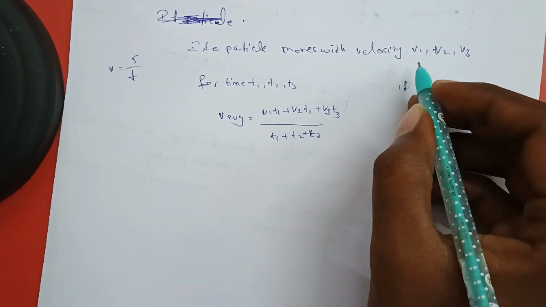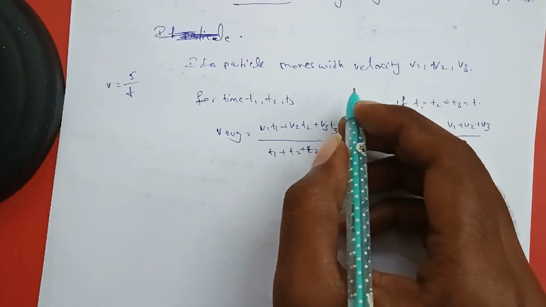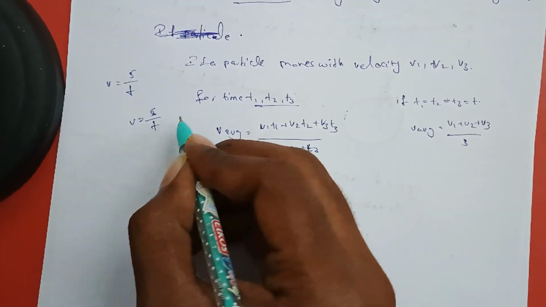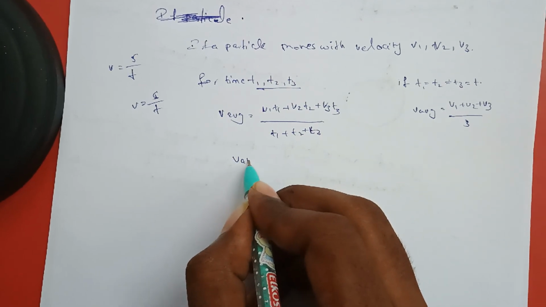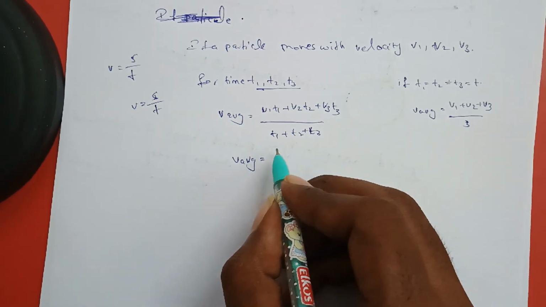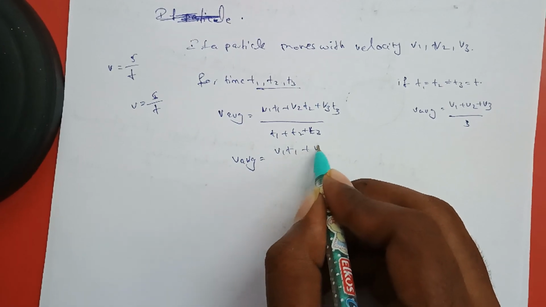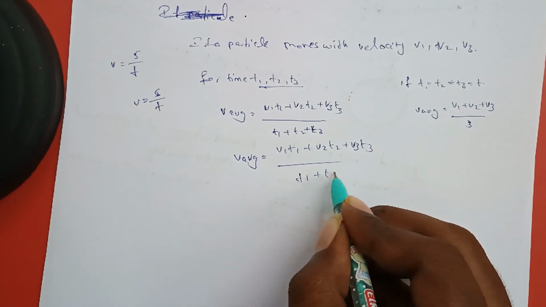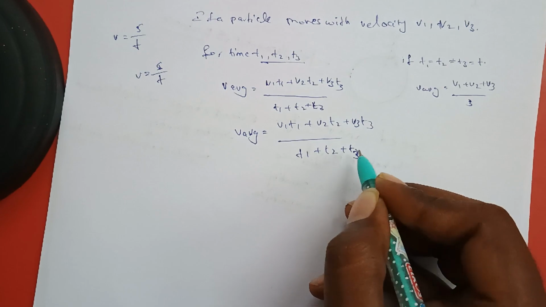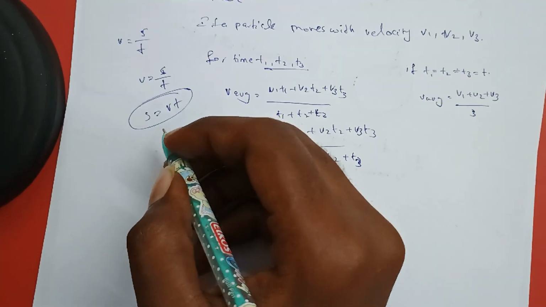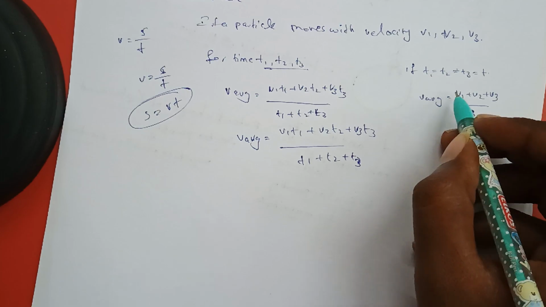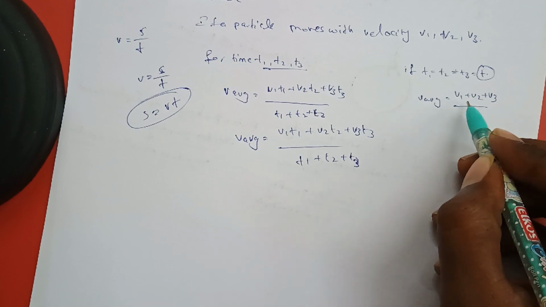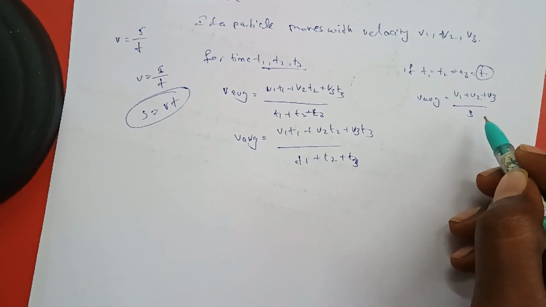If a particle moves with velocities v1, v2, v3 for times t1, t2, t3, velocity is equal to distance by time, so distance is equal to velocity into time. Average velocity is equal to v1 t1 plus v2 t2 plus v3 t3, divided by t1 plus t2 plus t3. If the times t1, t2, t3 are equal, the average velocity will be v1 plus v2 plus v3 divided by 3.